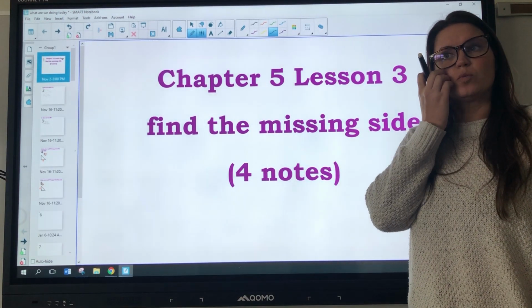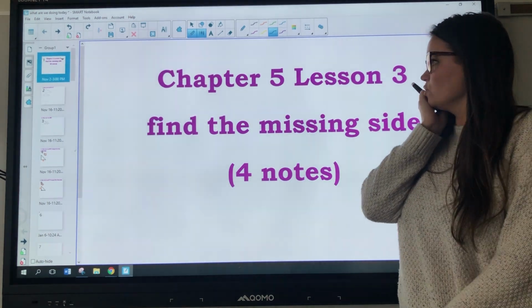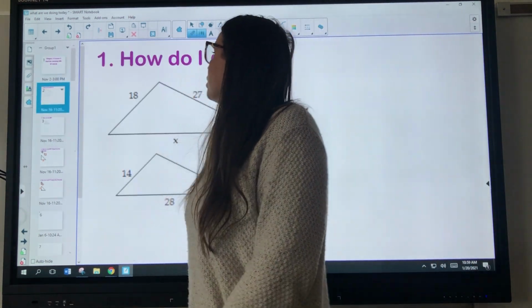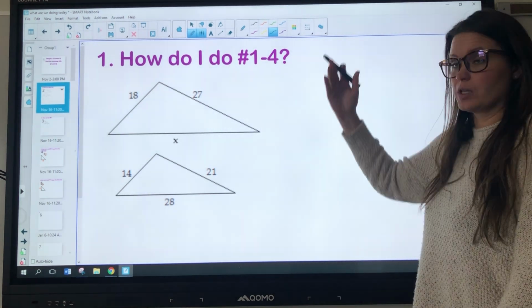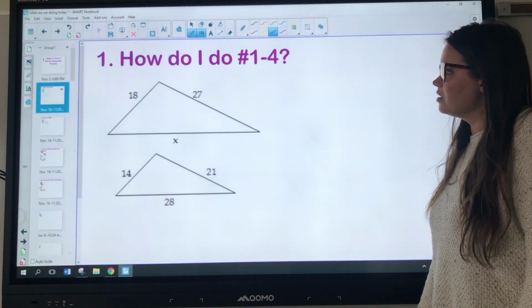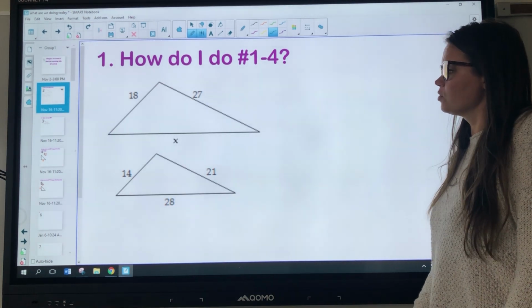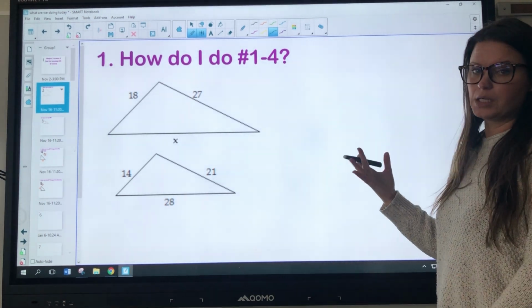Please get out your notebook and write these down so that you can use them to reference. So when you go to do the lesson, I literally matched up the notes with the problems that go with them. So just the basic idea, which is review from middle school, is just finding a missing side.